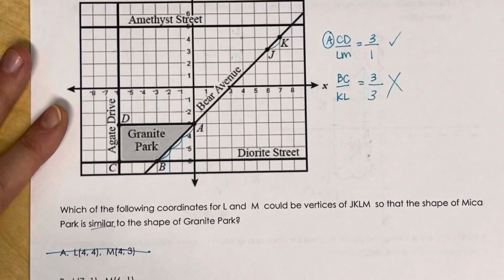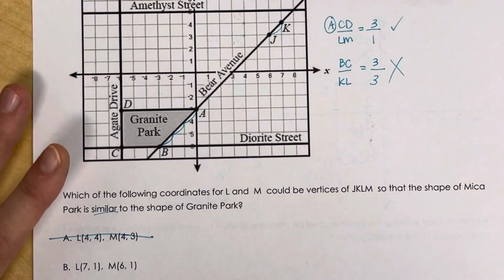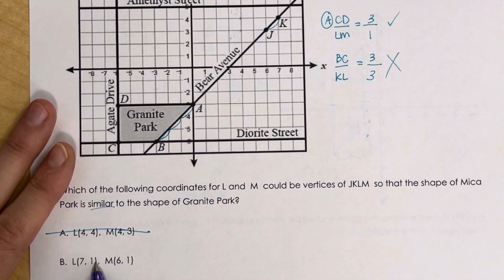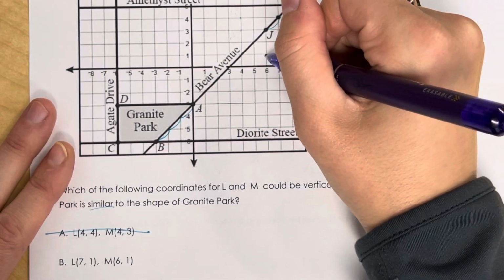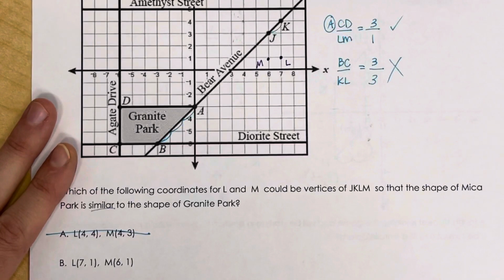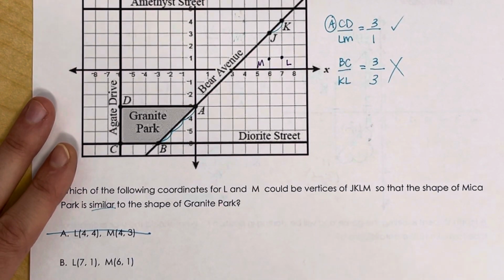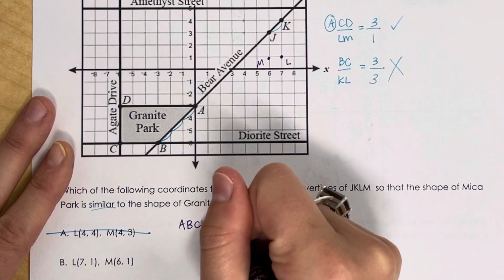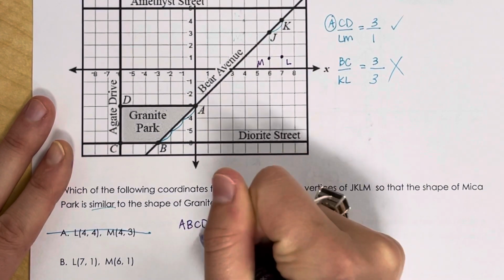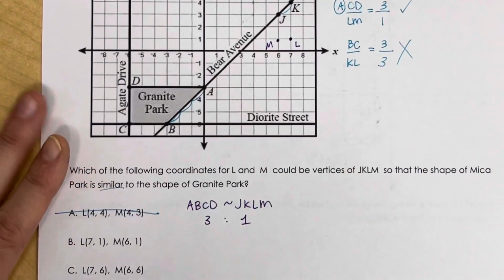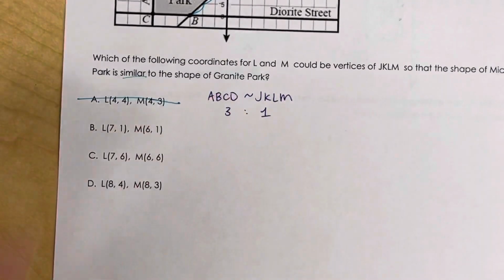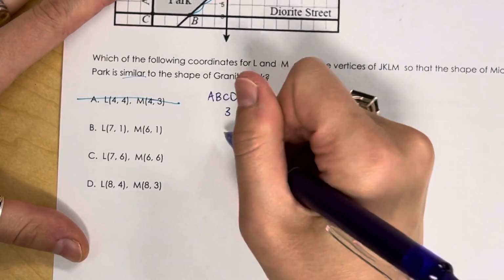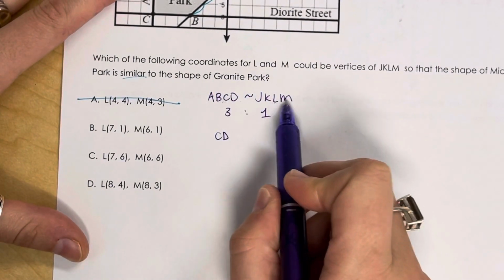So you actually don't even really need to plot the points, but if you like to plot, you are welcome to do so. So my next one is 7, 1 is L, and then 6, 1 is my M. So now we'll see if that's the same. Again, I'm going to do the exact same thing, and maybe I'll do it down here, A, B, C, D, so that I have a little bit more room. Again, 3-to-1 ratio. Okay, so I'm just going to start again by finding some sides that match up. So C and D match with L and M.